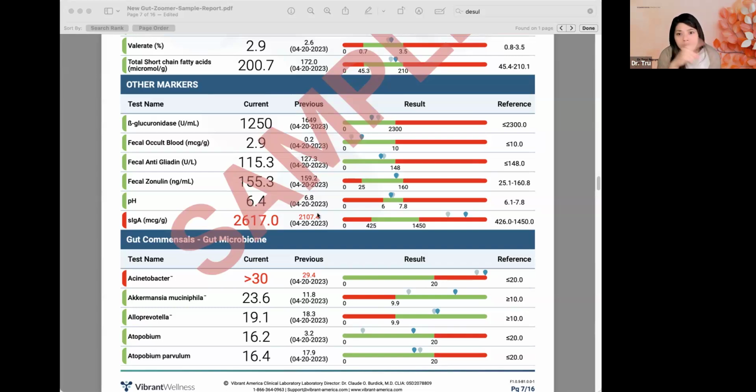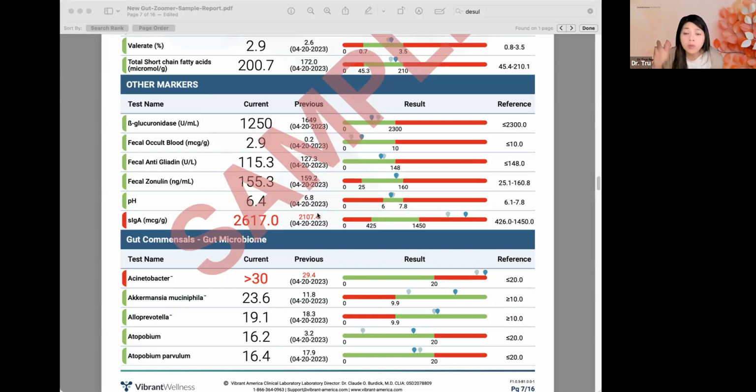All right, so now we're going to go over to the other markers. The first one is beta glucuronidase. There's actually a lot of information on this, but I'm just going to narrow it down to what you need to know. Basically, this enzyme is produced by anaerobic bacteria, pretty much the Clostridia, Ruminococcaceae, the Escherichia, which is the genus of E. coli, and Shigella families of bacteria, which can be overexpressed during dysbiosis.